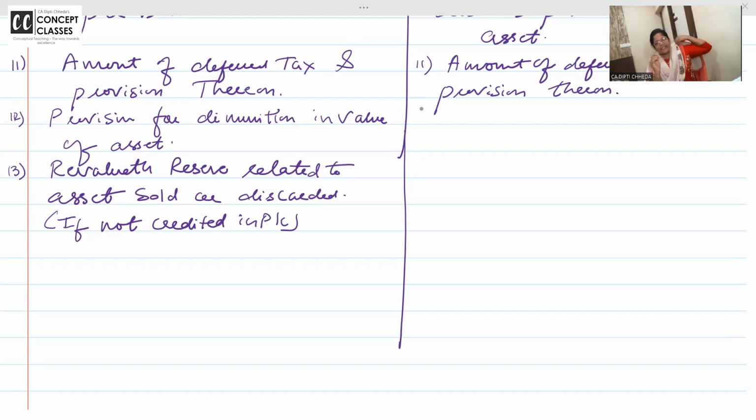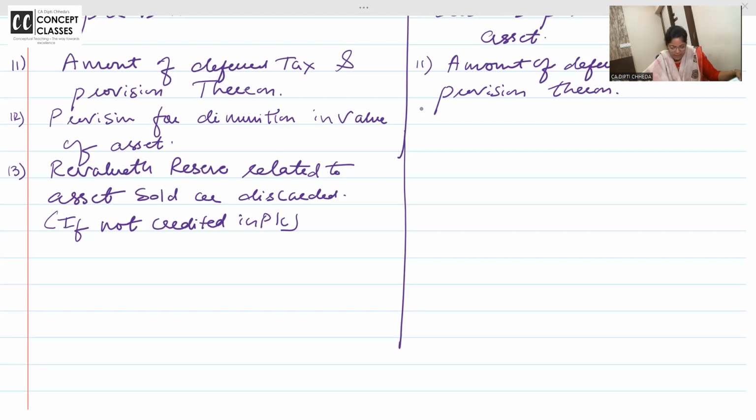Revaluation reserve related to assets sold is transferred to the P&L account credit side, and it's already your income, properly credited to P&L. On that you are paying MAT. Why do you want to do add and less? Nothing you should do. Ignore is the answer. Then ma'am, why are you adding it? I am adding it if it is not credited. In the same way, I have to deduct revaluation reserve also.